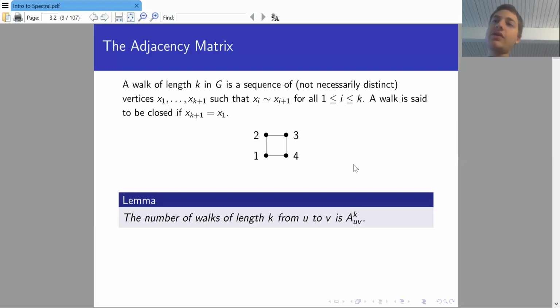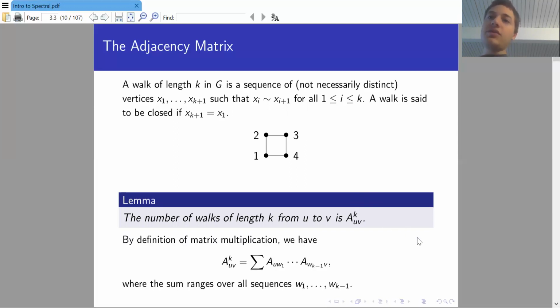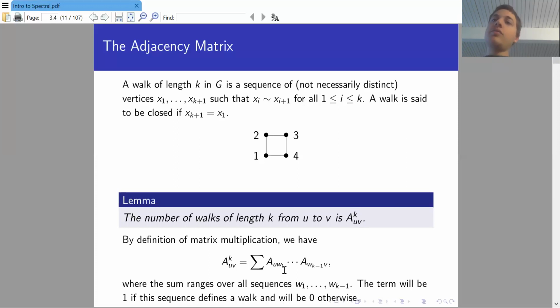And it turns out that this information of how many walks there are from U to V of some given length k is exactly the UVth entry of A to the kth power. And this will almost be just from definition. So we just use that A is a matrix and write out what this means. It's just the sum over the appropriate sequences of W_i's. And because we're in an adjacency matrix, each of these terms will be 1 if and only if U is adjacent to W1 and W1 is adjacent to W2 and so on and so forth. In other words, if and only if it defines a walk. So it'll be 0 otherwise. So this is just exactly the stated lemma.